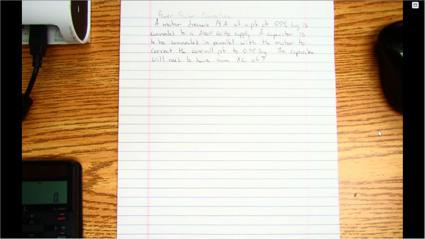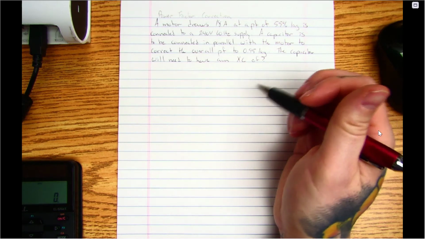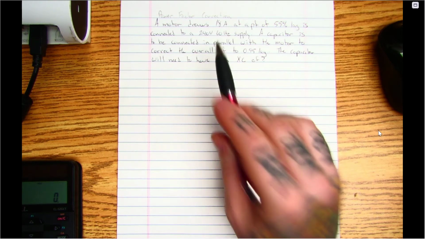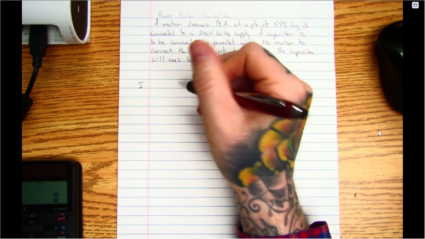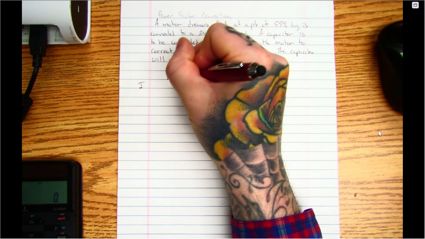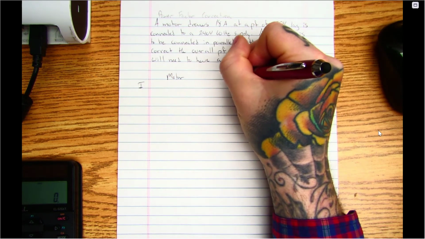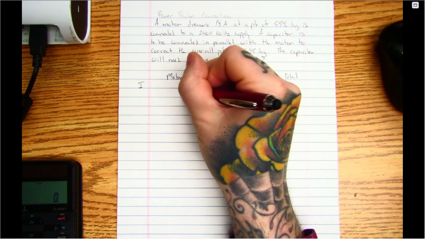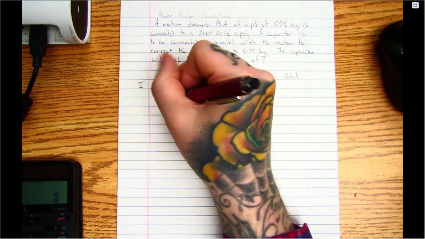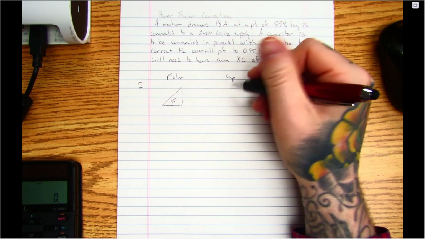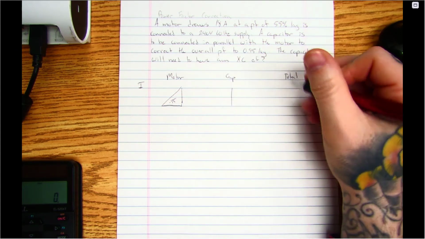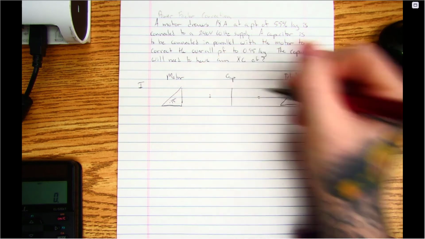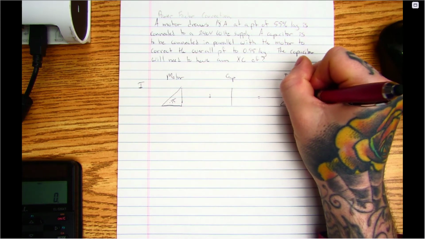Okay, so first thing we're going to do is set this up just like a parallel, because these devices are in parallel with each other. So they've given us amperage, so we're just going to start with our current section, and we have our motor. And we're going to have a capacitor bank or capacitor that's going to correct our total to a different power factor. So our motor has a power factor again of 0.55. The capacitor is going to have a current value, and then we're going to have a total, and the total is going to be corrected to 0.95.